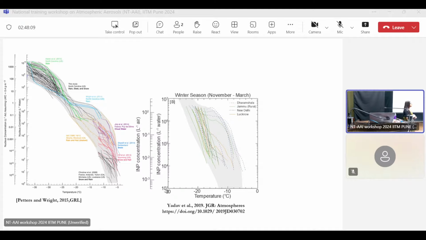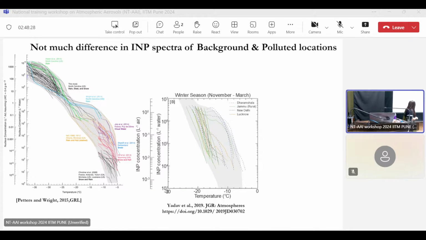I am showing you these results to show that we are using the cold stage instrument, the offline characterization, whatever. What results are we getting, what spectra are we getting, and what information do we get from there. You can see over here the results from Dharamshala, Jammu, New Delhi, and Lucknow. These are the results of INP concentration. And we can see there is not much difference between background and polluted locations.